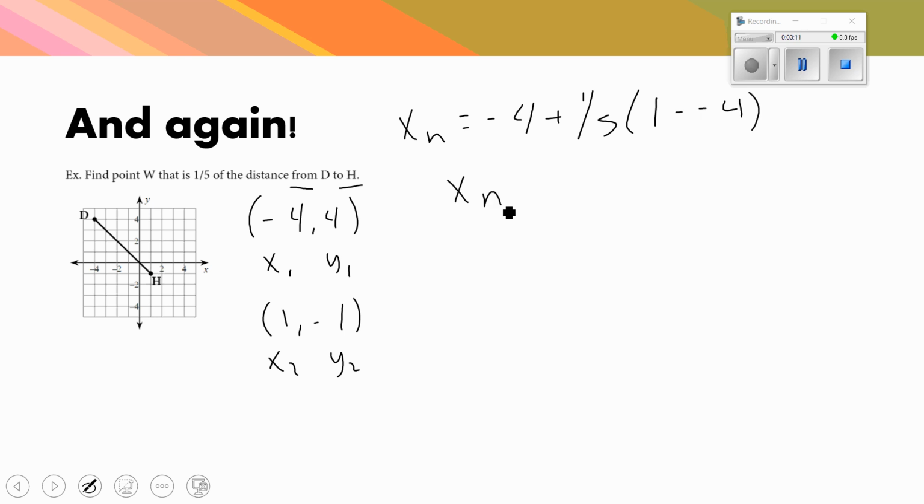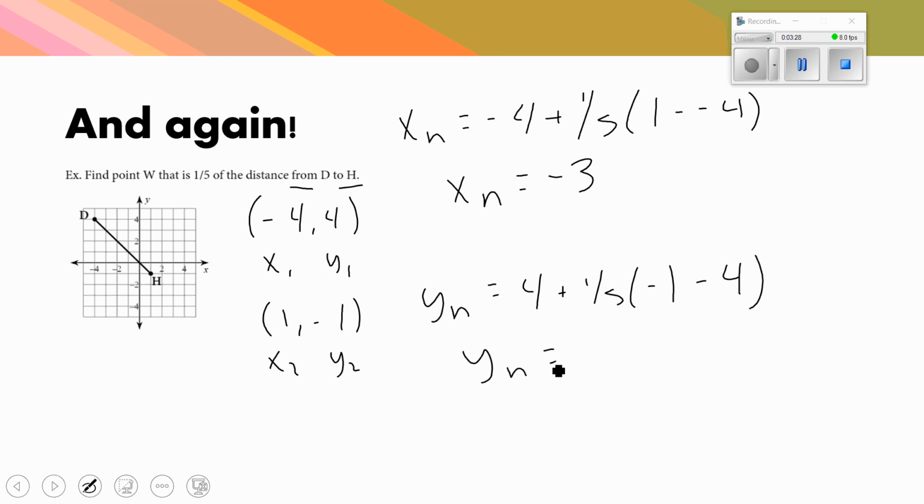And our x new would equal -3. Our y new is equal to our y1, which was 4, plus the fraction of y2 minus y1. And our y new, if we type that into the calculator, would give us 3. And our point would be at -3, 3, which we go to graph, and it's right here.